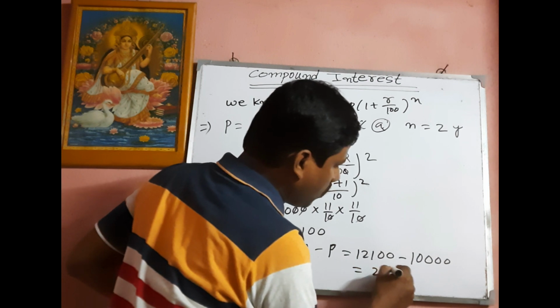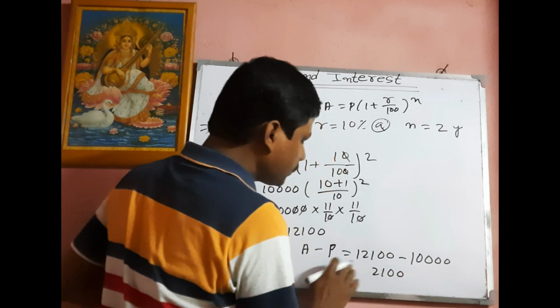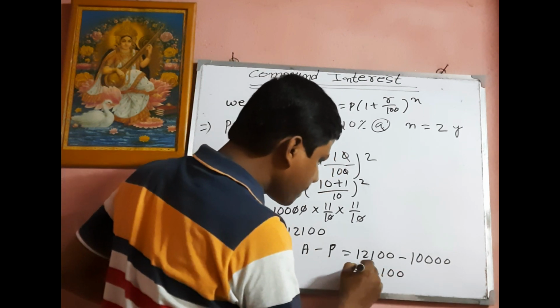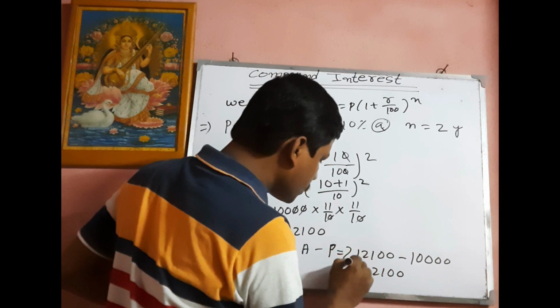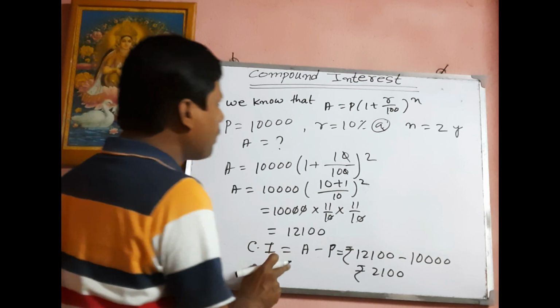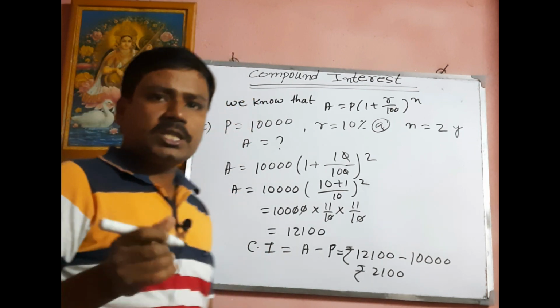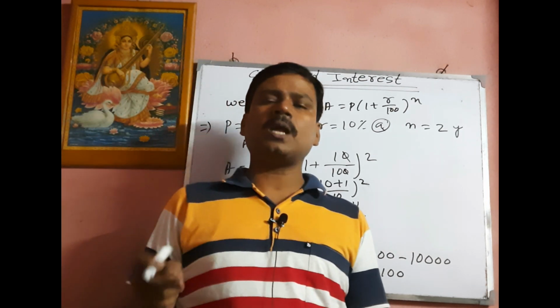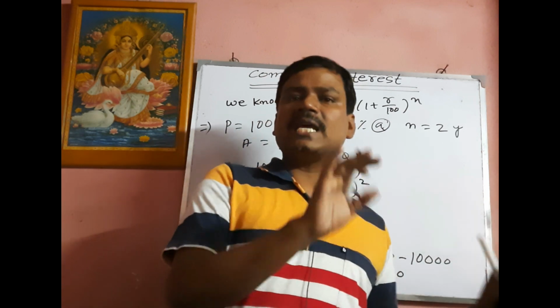So 2100 is the CI, that is the compound interest. So this is the complete first example. Now we move to the second example.